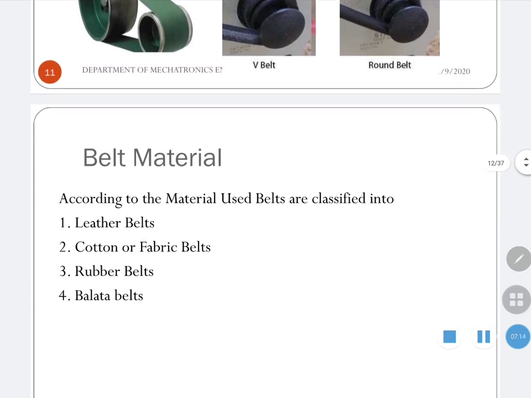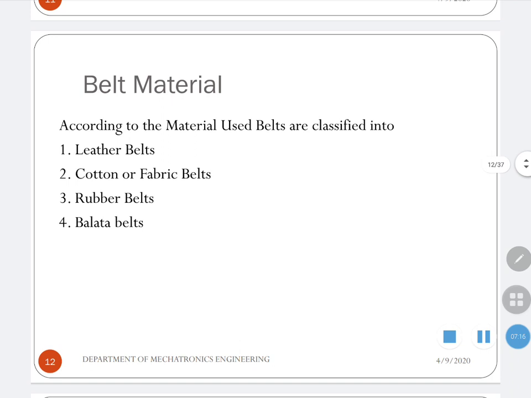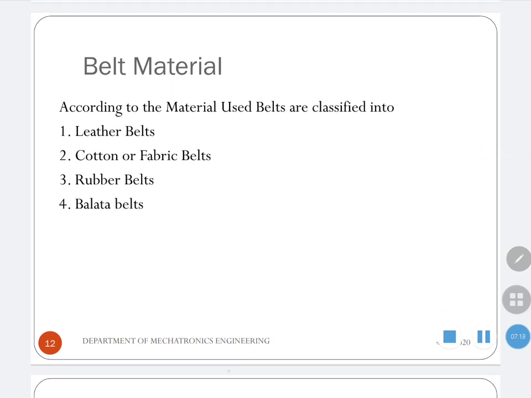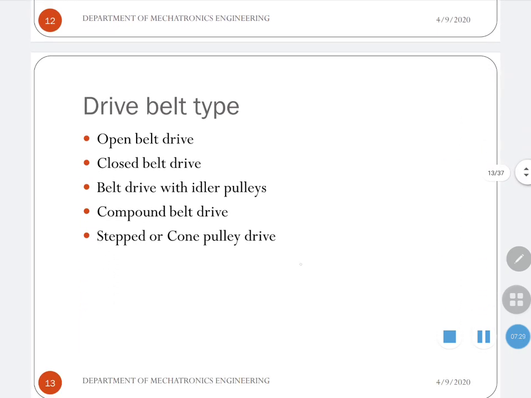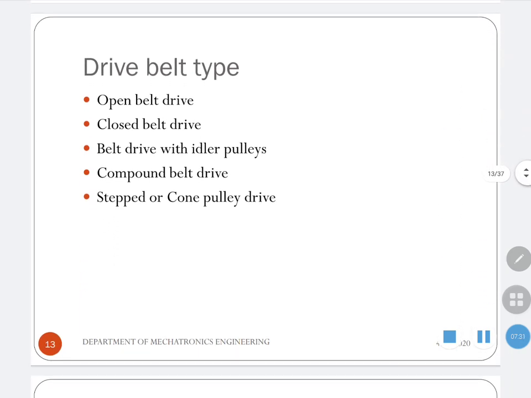Next, belt material. You can use any of these belt materials, like leather belts, cotton or fabric belts, rubber belts, and balata belts. Next, drive belt types. Normally these are the drive belt types: open belt drive, closed belt drive with idler pulleys, compound belt drive, and stepped or cone pulley drive.